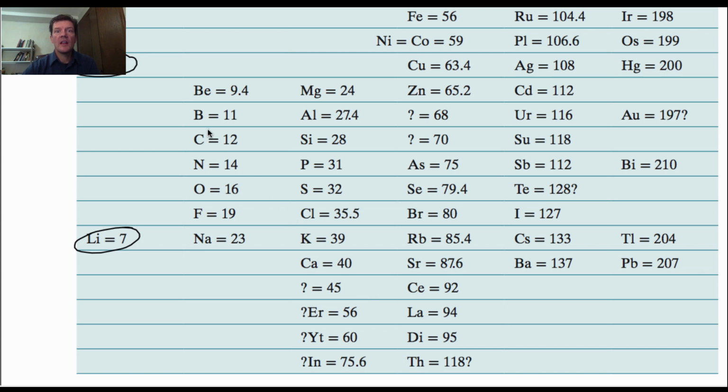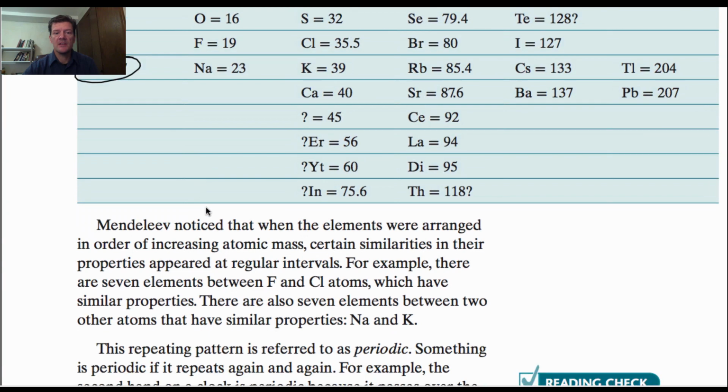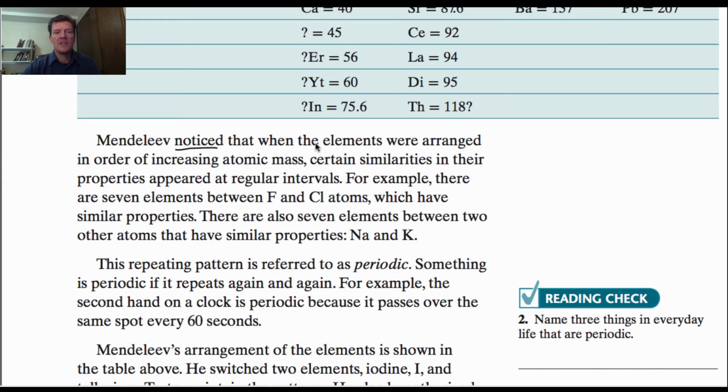Well, he also noticed that when he did this, there were elements that had similar properties, and that pattern repeated itself. Okay? So he noticed that when the elements were arranged in increasing atomic mass, certain similarities in their properties appear at regular intervals over a certain number of elements, and then he'd realize, oh, now this element at the end of this row or this column is going to act like the one way back here, and I'm going to put them together.